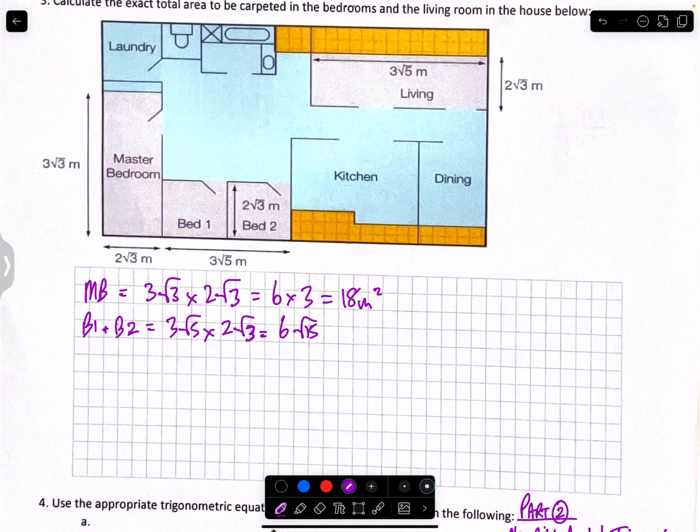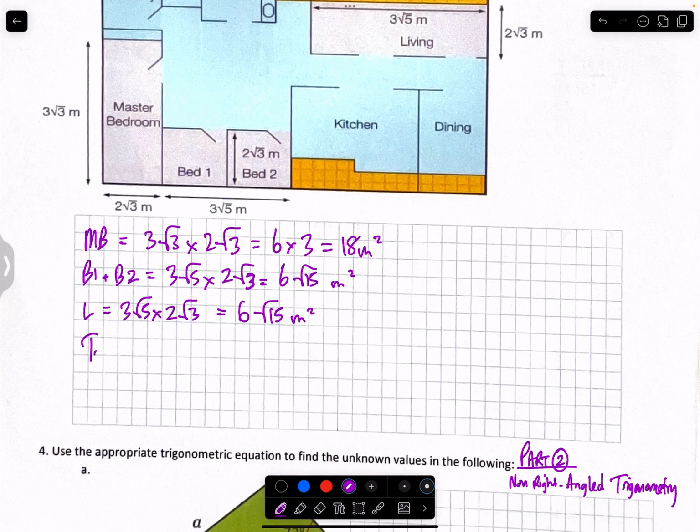And living equals 3 root 5 times 2 root 3, which is also 6 root 15 square meters. Total area is 18 plus 6 root 15 plus 6 root 15. As I have 2 6 root 15s, I have 12 root 15s square meters.